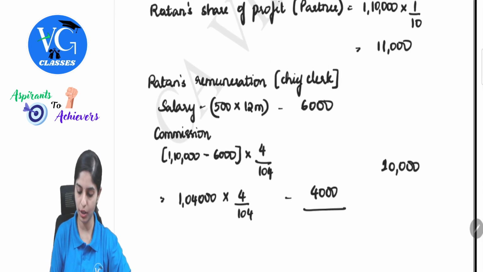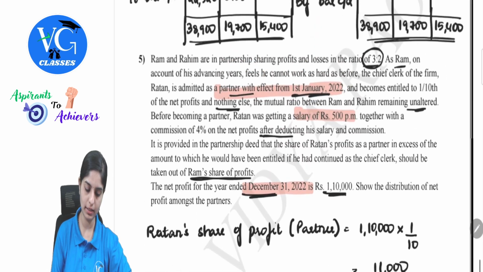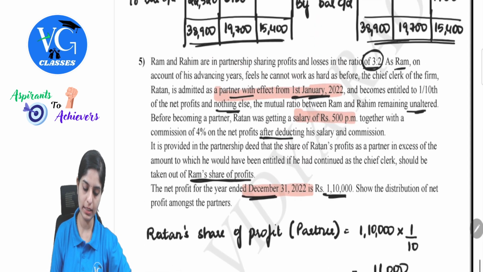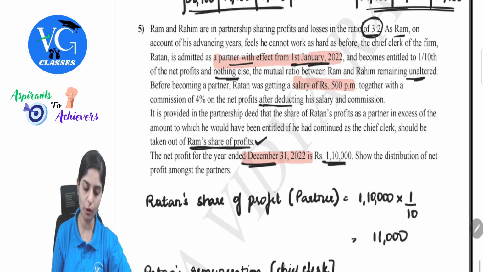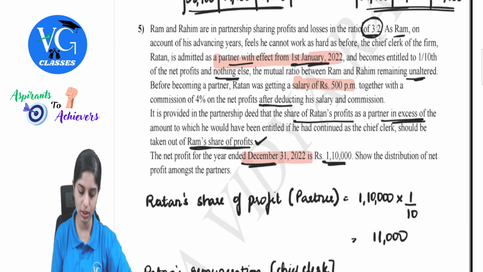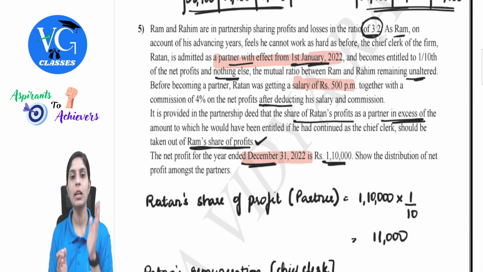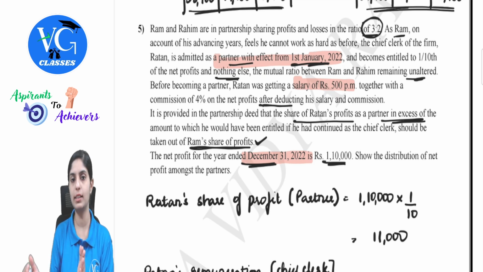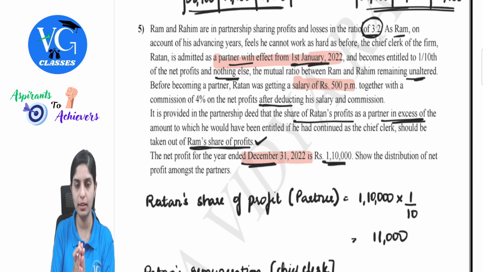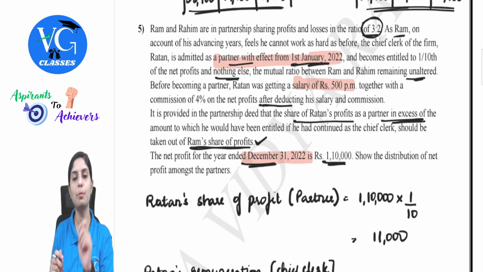So if you consider what is excess, 1,000. So this is guaranteed by whom? This is being taken by Ram's share of profit. Let's again read the lines. It is provided in the partnership deed that the share of Ratan's profit as a partner in excess of the amount which he would be entitled if he had continued as the chief clerk should be taken out of Ram's share of profit. So what is this impacting here is, since Ratan, who was acting as a clerk earlier, now getting his status as a partner is definitely impacting the partner's profit or loss.